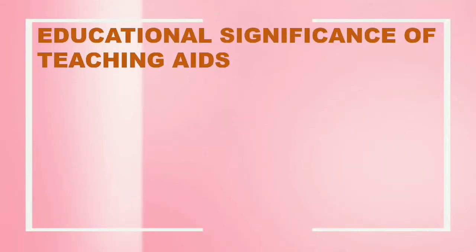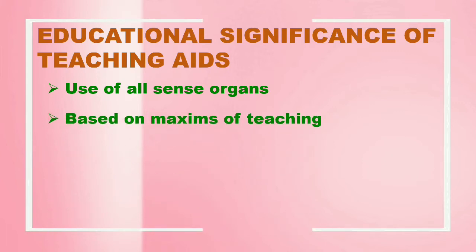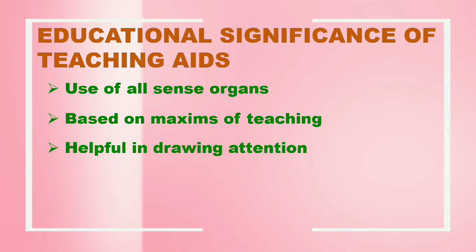Now, teaching aids, which include audiovisual aids, play a significant role in education. Teaching aids use all sense organs of the human body: the ears, eyes, nose, tongue, and skin. These organs gather most of the information needed by individuals, especially in learning. It is also based on maxims of teaching, which refers to general ideas and methods of doing the work which prove helpful in the task.